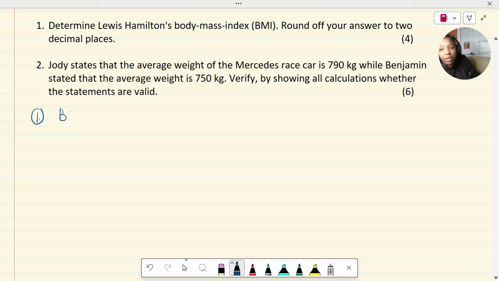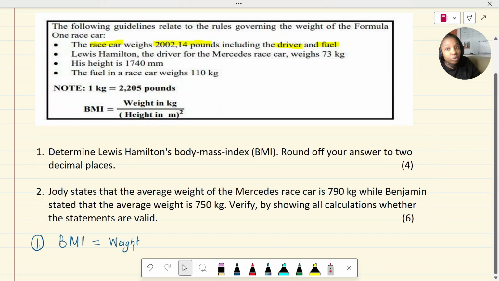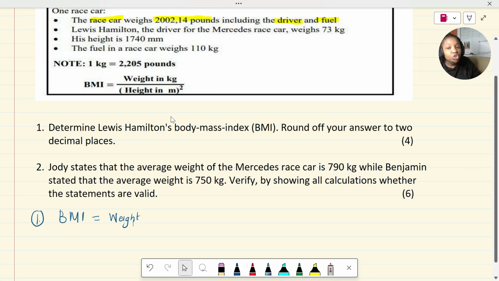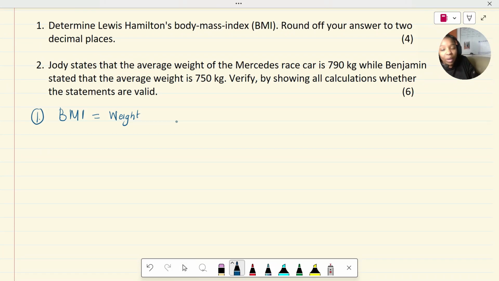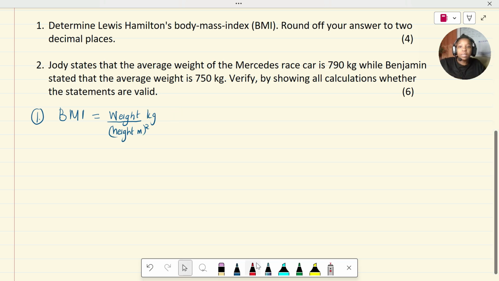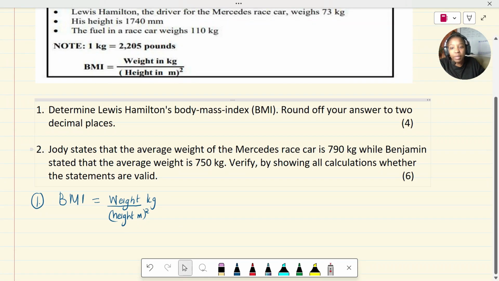So we already know that BMI is equal to the weight of a person. Remember the units. They gave us the units that we're supposed to use. The weight needs to be in kilograms, the height needs to be in meters. So the weight in kilograms divided by your height in meters, all squared, right? That is how we calculate BMI.